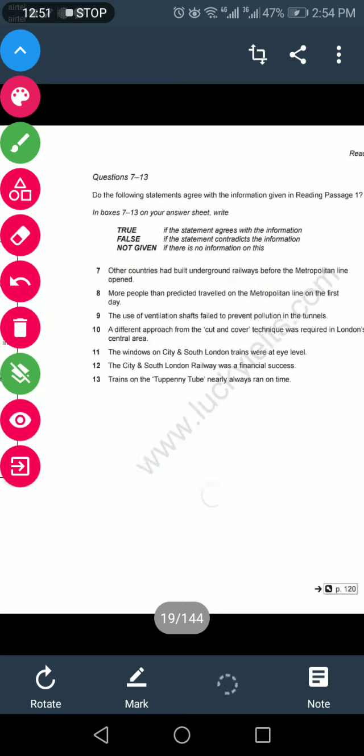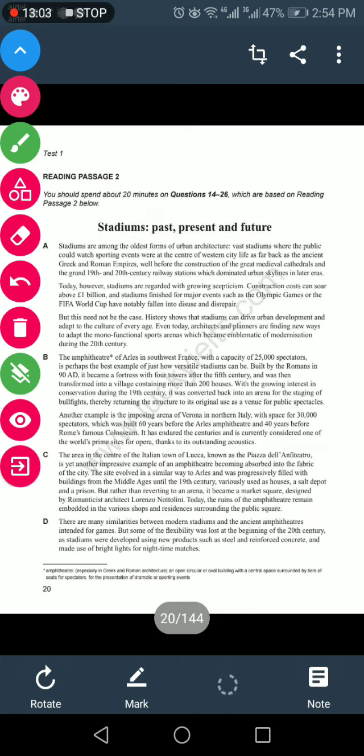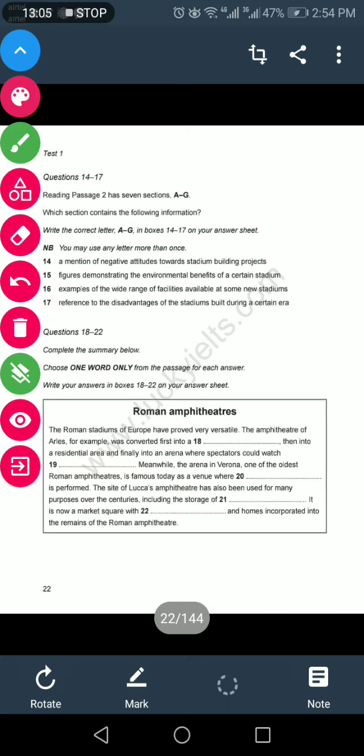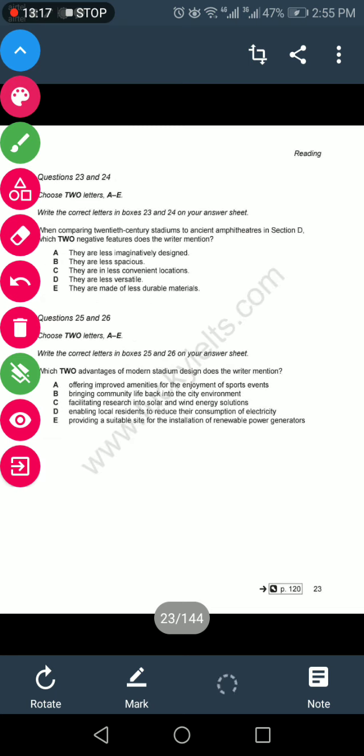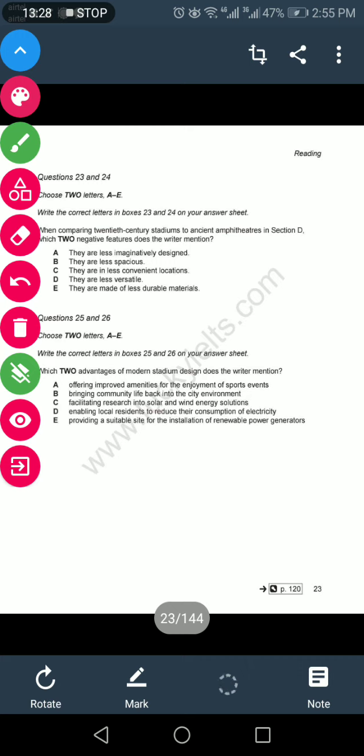And students, after that there are true, false, not given type questions, which I will discuss in the next video. And after that there is reading passage 2, where you write the correct letter, and after that also there are one-word blanks, which are questions 18 to 22. And after that there is the question, which two negative features does the writer mention. We have to choose two. These are the same MCQ type questions, but there are 5 options. We have to select any 2.